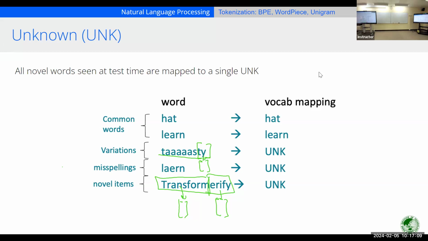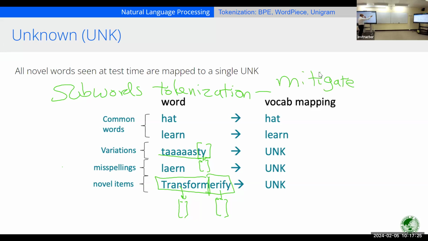But anyway, I hope you understand the motivation behind subword tokenization. And the main motivation is to mitigate unknown words, right? So that is the main motivation of subword tokenization. Great. Any questions? You got the motivation? Okay. So if anyone asks you why we need subword tokenization, this is the main reason.